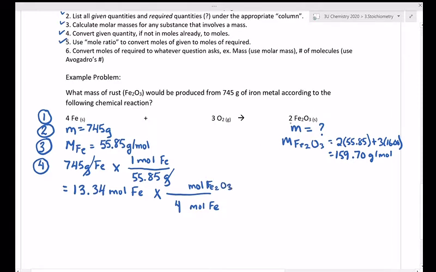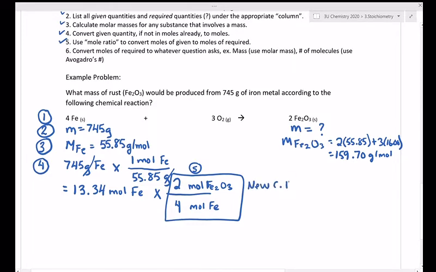Fe2O3, which the coefficient is 2. So it's a 2 to 4 mole ratio. That could be simplified to 1/2, but it doesn't matter, as long as in your calculator you take your number that you have in there, multiply by 2, divide by 4. Okay, so this is step 5 that we're doing here, and this is our new mole ratio.